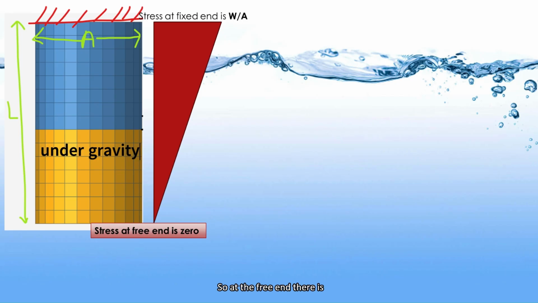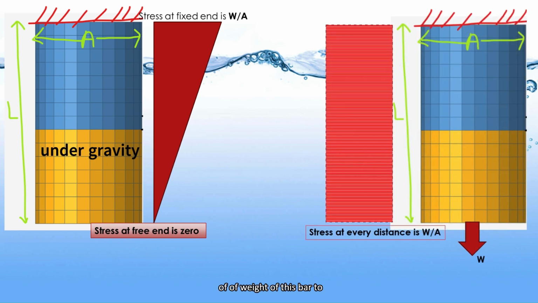One more thing is, at the free end, there is no weight for the gravity to pull in. So the stress will be zero at this free end, and at the fixed end, gravity is acting on all the weight W. So it is W by A, and this curve will vary linearly from zero to W by A. And if we apply the same load of the weight of this bar here, and we are not applying gravity load, then the stress at every cross section will be the same, W by A.